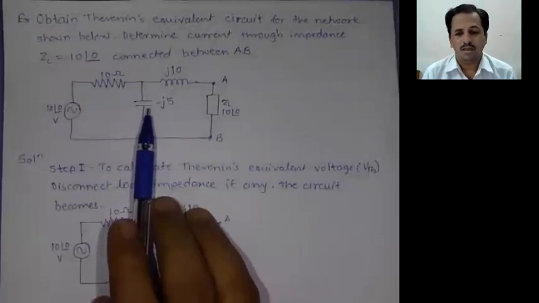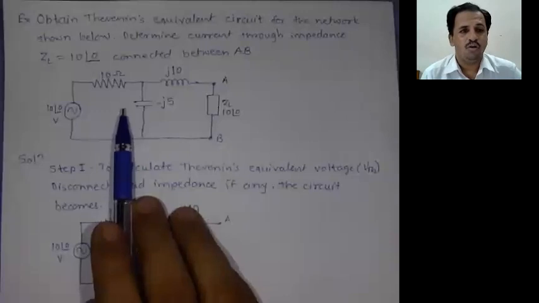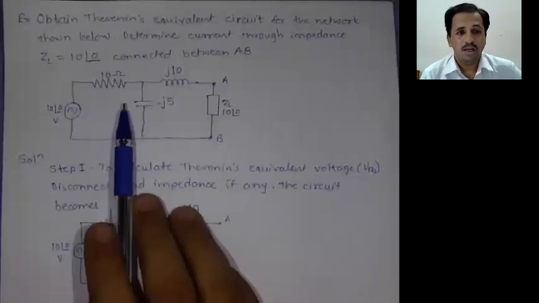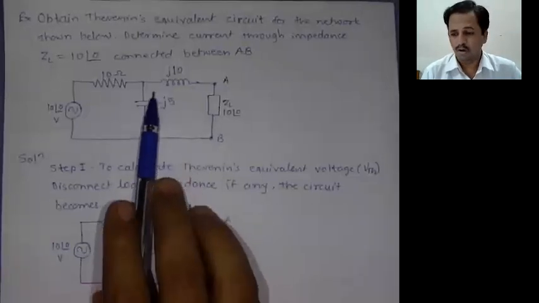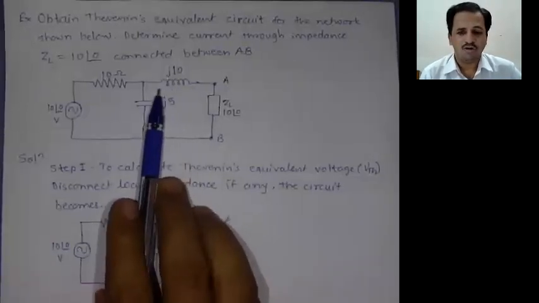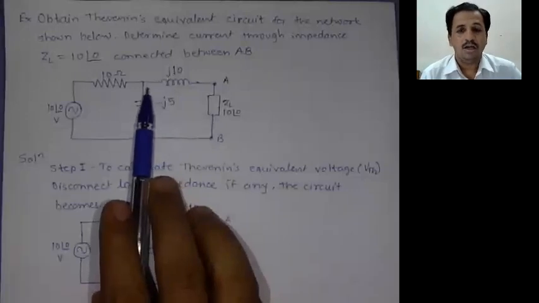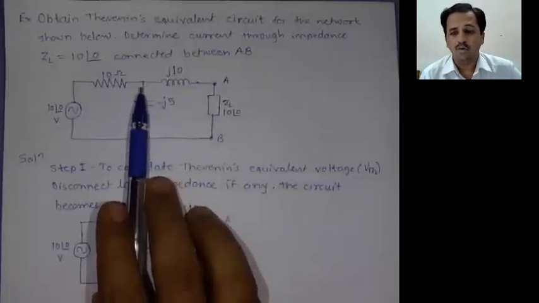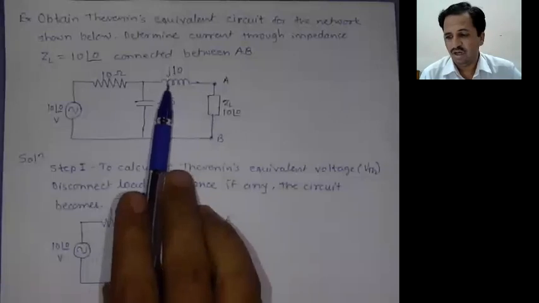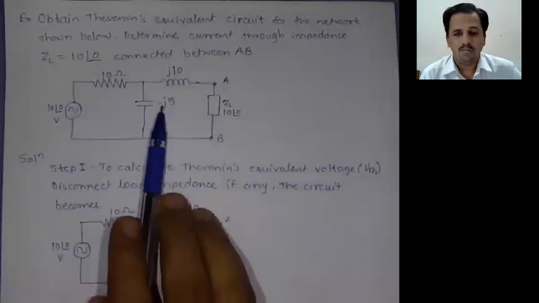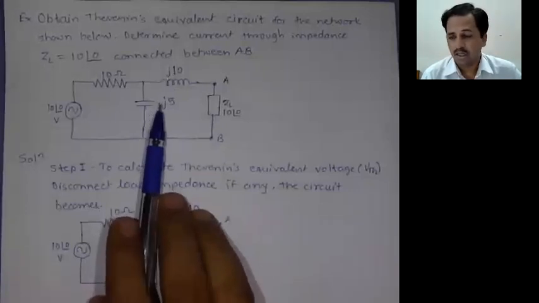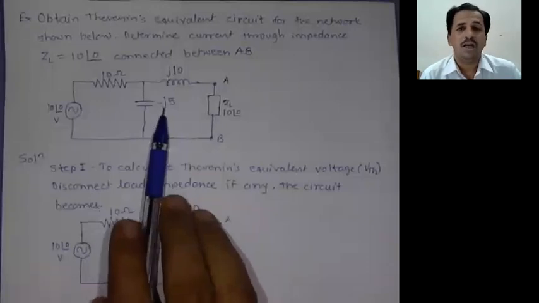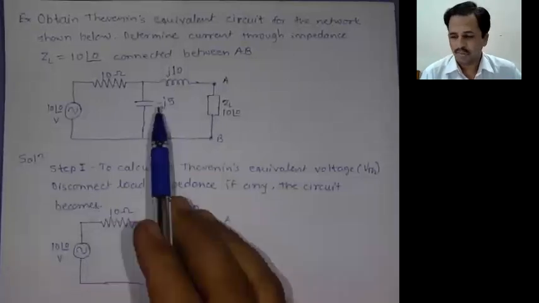Now for this circuit, we have to obtain the Thevenin equivalent circuit. Now, why is this sign negative and why is this one positive? Because it is an inductor, and in case of an inductor, the current lags behind the voltage by 90 degrees. Therefore, it is the positive term, and for the capacitor, the current leads the voltage by 90 degrees. Therefore, this quantity is represented as negative.